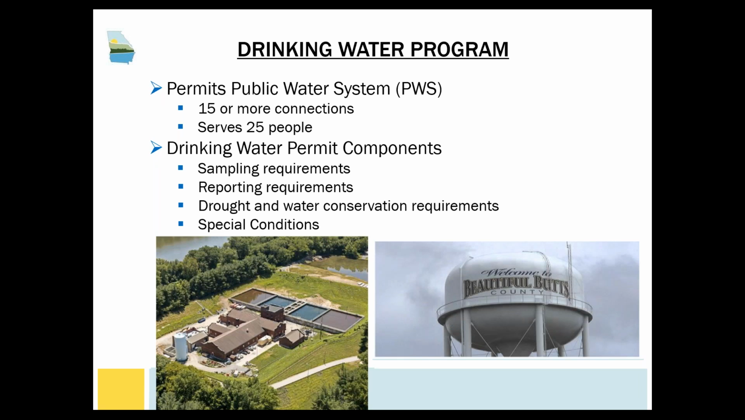So our drinking water permit program, there are about 2,300 public water systems statewide. And public water systems serve about 89% of the state population. And what a public water system is, it is a system that serves 15 or more connections or serves 25 or more people. So that's a pretty small system.